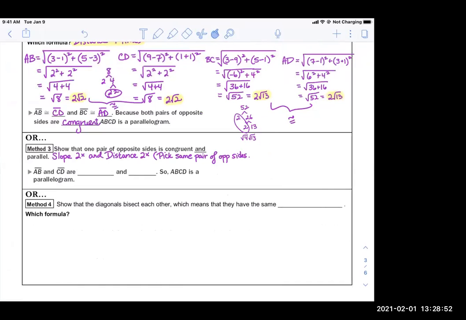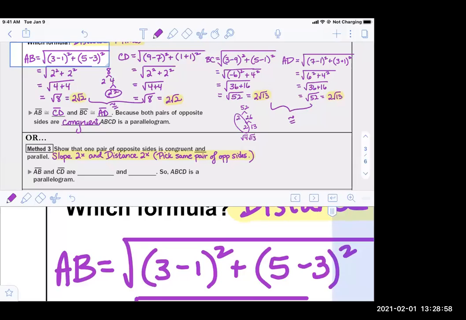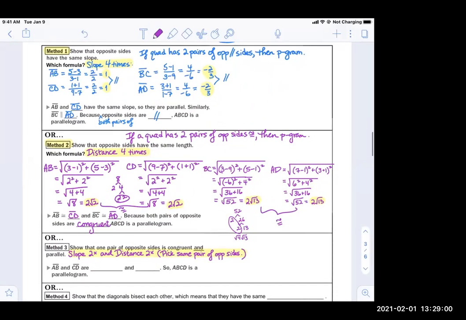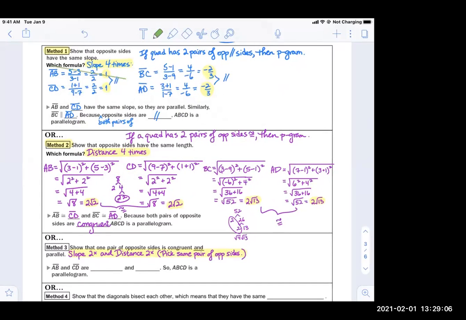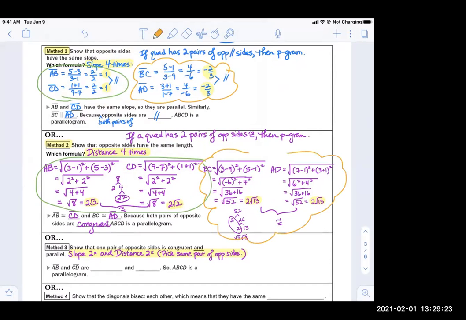So that means that you would do, for example, AB and CD. You would do slope on AB and CD, and distance on AB and CD, and then you'd be done. Or you could do slope on BC and AD and distance on BC and AD. Then you would be done. So you don't have to do 4 slopes and 4 distances. You just pick a pair of opposite sides and you do slope twice, distance twice.